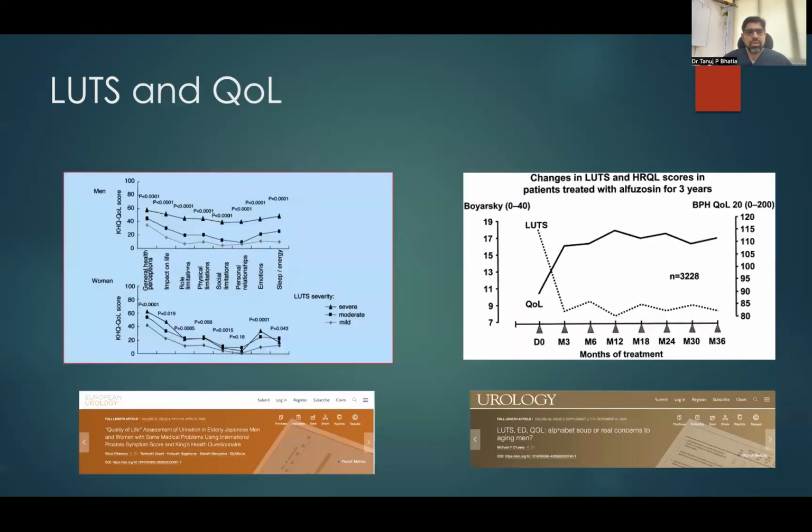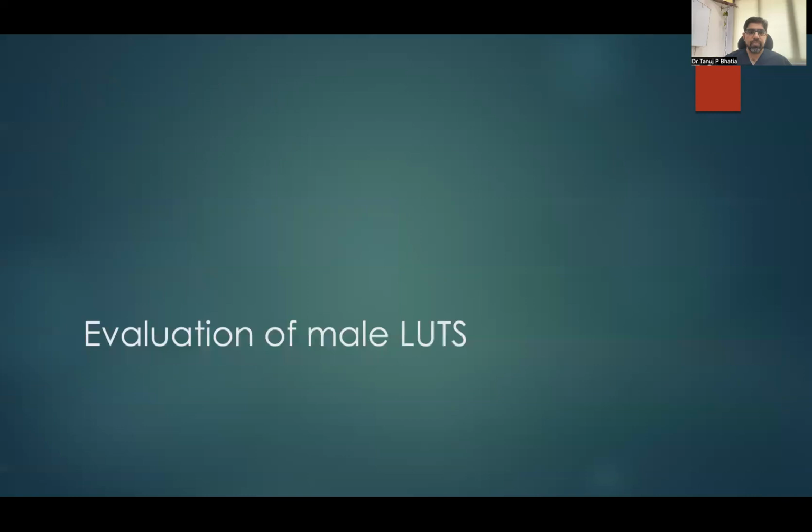So we know that LUTS affects the quality of life. More severe the LUTS, worse is the quality of life. And it has also been seen that when intervention is done in form of medical therapy or surgery, as the LUTS decrease, the quality of life improves.